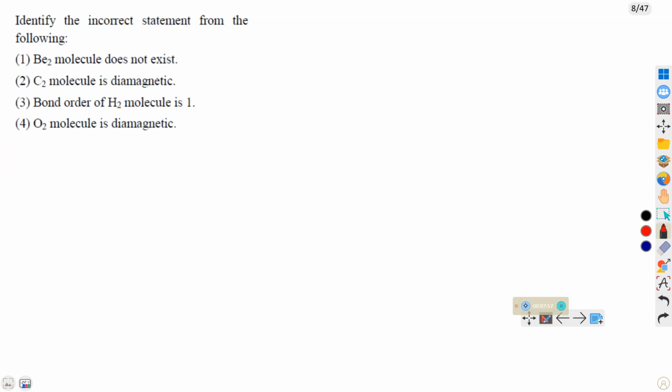Identify the incorrect statement from the following. He2 molecule does not exist. Incorrect statement, but this is correct because bond order value is equal to 0. Be2 molecule does not exist. C2 molecule diamagnetic. This is also correct because even number of electrons are present.